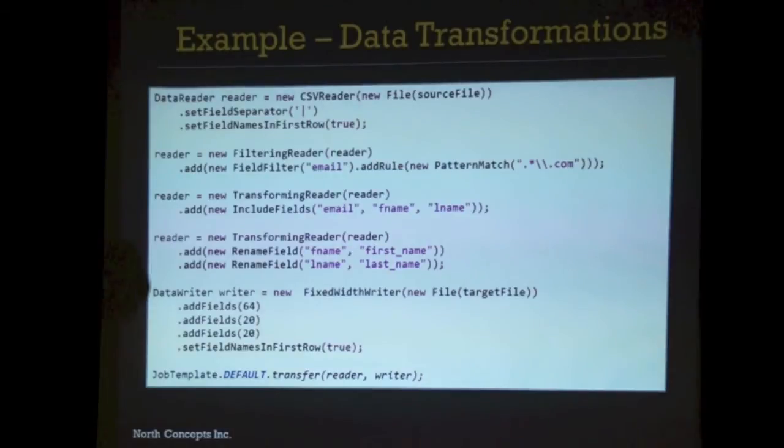And this basically, you give it the target file name. You say that it's got the 3 fields. So I want them to be 64 characters, 20 characters, and 20 characters. The field names are going to be in the first row, and then it writes them. By default, the padding is space, but you can change it globally or on a field-by-field basis.